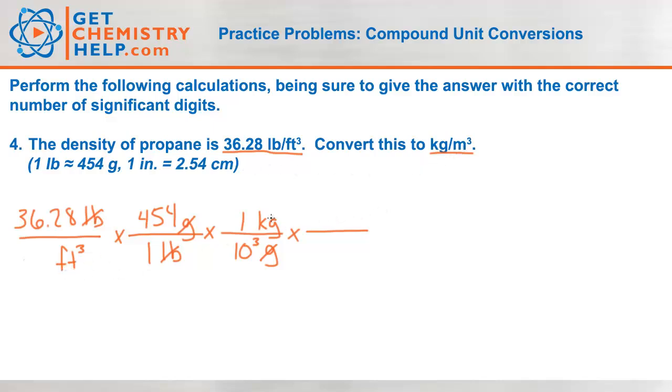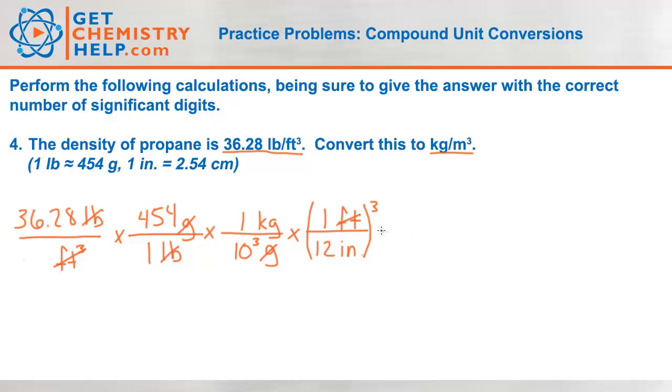So feet are on bottom, so feet will go on top here. And the first one I know is inches. So I know that 1 foot is 12 inches. Okay, but notice feet has been cubed, so this conversion will also have to be cubed. So I'll cube this whole conversion. Okay, now I've canceled out cubic feet. Now I'm in cubic inches.